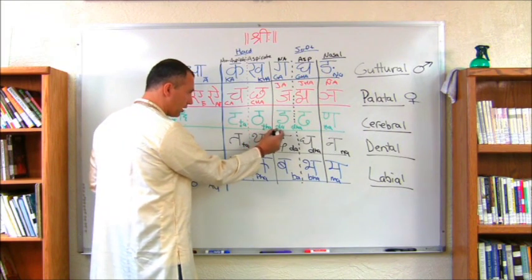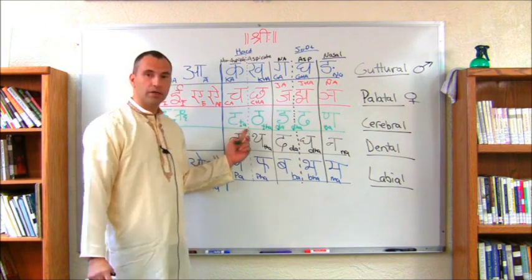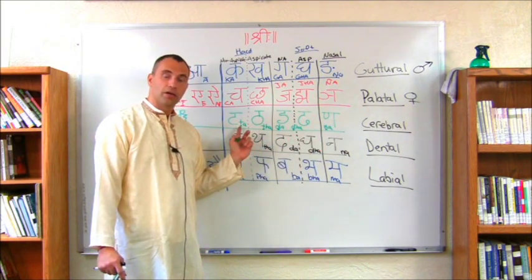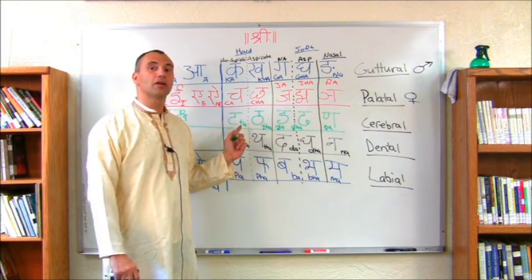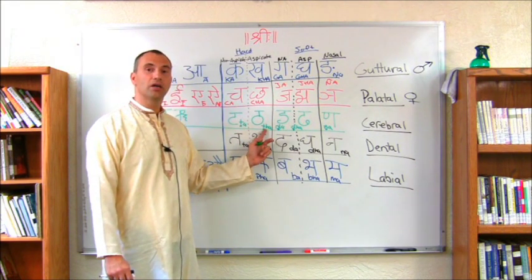Ta, ta, da, da, na. Ta, ta, da, da, na. Ta, ta. Say ta. Reach for that third eye. Ta, ta, ta, ta.